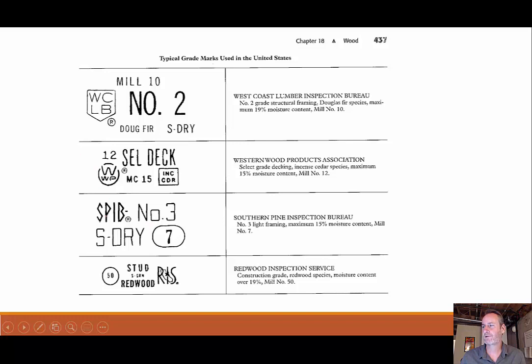Western Wood Products and Southern Pine Inspection Bureau and Redwood Inspection Service, and you can see all the different numbers in number 3 and anything else. So let's see, moisture content of 15%. That's a maximum moisture content. Versus down here we have an S green, which would be a high moisture content, over 19%, mill 50. You get a lot of information when you look at them, but most of it is pretty self-explanatory once you see a couple of these.